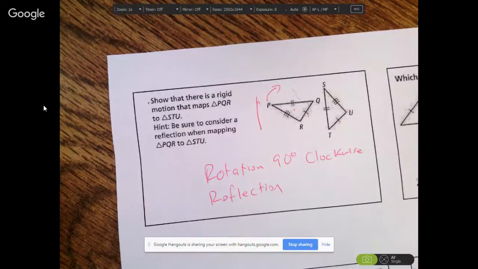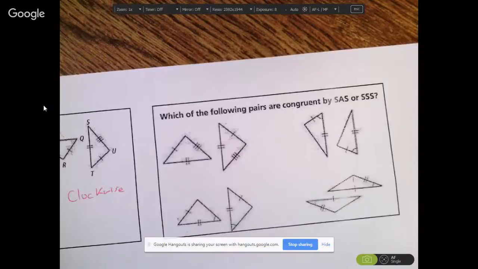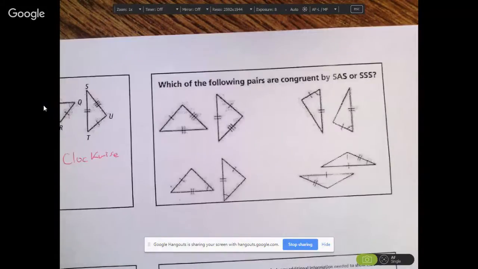I almost don't even care about this problem. I just want you to know that you can move it around and you can flip it over. So some people would say this isn't congruent because they're not faced the same way. Okay. Looking here, which of the following are congruent by side angle side or side side side?